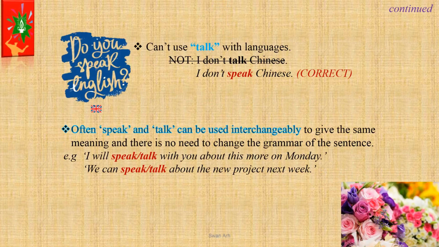You can't use talk with languages. I don't talk Chinese. This is incorrect. I don't speak Chinese is correct. Often speak and talk can be used interchangeably to give the same meaning, and there is no need to change the grammar of the sentence. For example, I will speak or talk with you about this more on Monday. We can speak or talk about the new project next week.